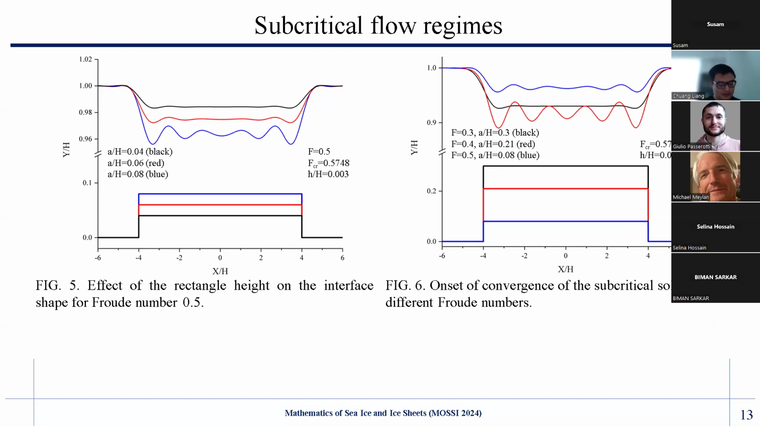Figure 6 shows the onset of convergence of the subcritical solution for different Froude numbers. We can see that with the Froude number approaching the critical value, the maximum height of the steady solution decreases. Although in figure 6 the response of the blue line is weak, we cannot calculate larger heights.